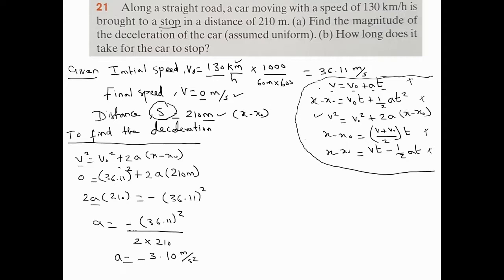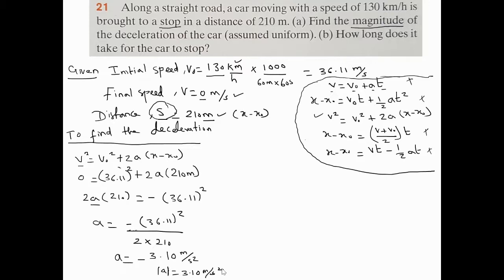But you have to read the question very carefully. What they have given here, you have to find only the magnitude. What is the meaning of magnitude? Just write the absolute value of this acceleration. So what is the absolute value of the acceleration? When you give the answer, you have to write 3.10 meter per second square. Is it clear? This will be the answer for the A part.